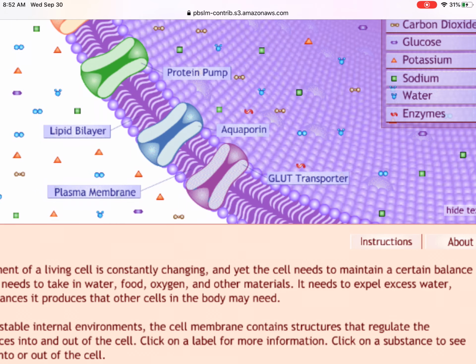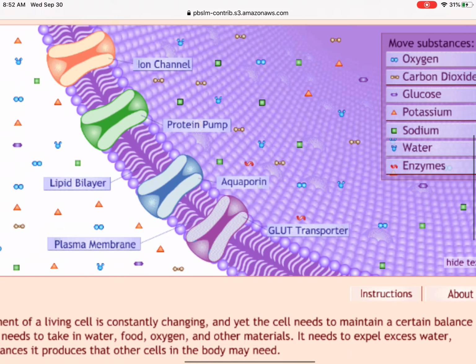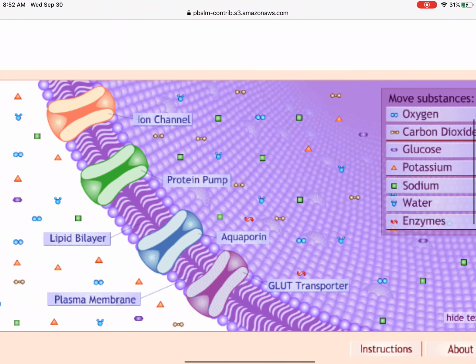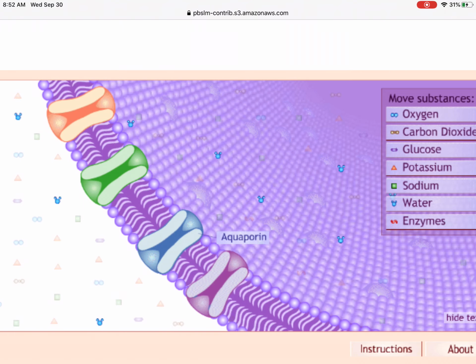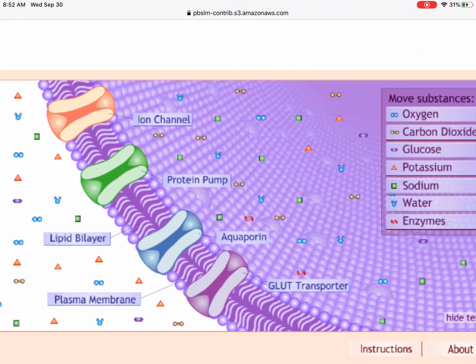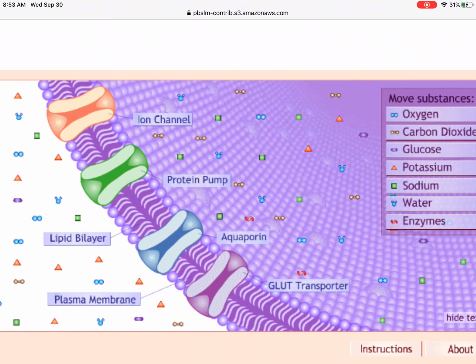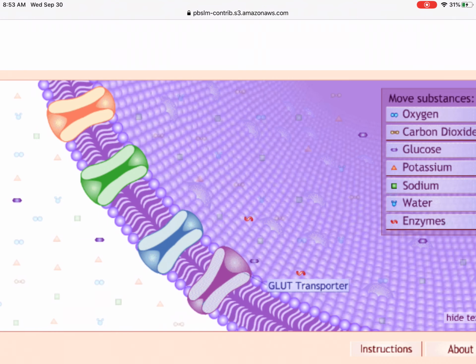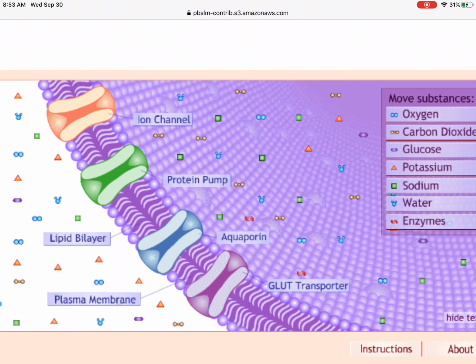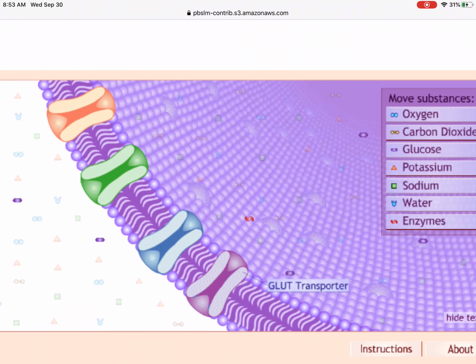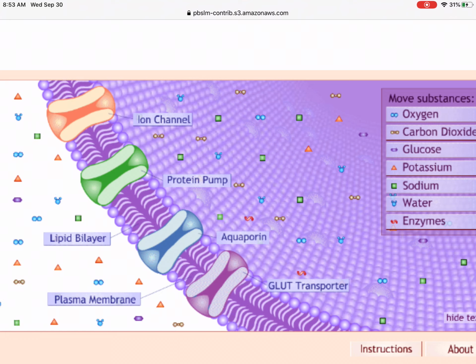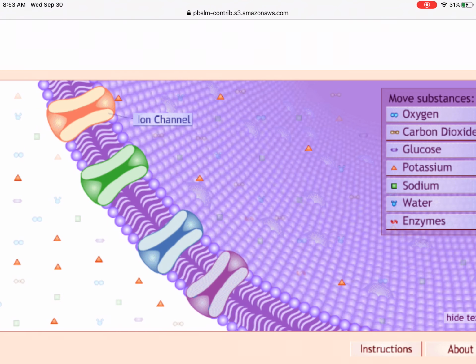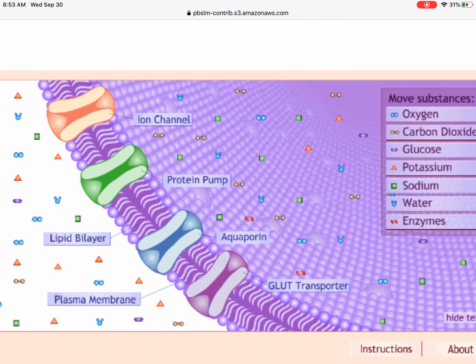It's got pores that allow some materials to pass through, but not others. So in this diagram, you can see that there are different pores here. There's the aquaporin, which allows water to pass through. There you can see aquaporin allowing water to pass through. It's got the glucose transfer, which allows glucose to come in, and see how it kind of changes shape as it does that. And we'll get into this in a lot more detail in another place. It's got ion channels that, again, are like the water channels and allow different things to pass through.